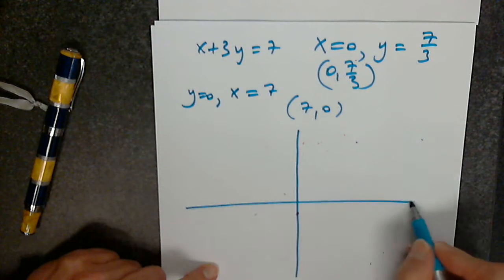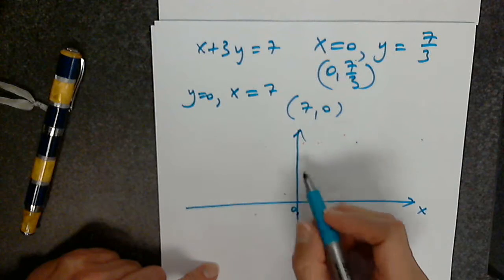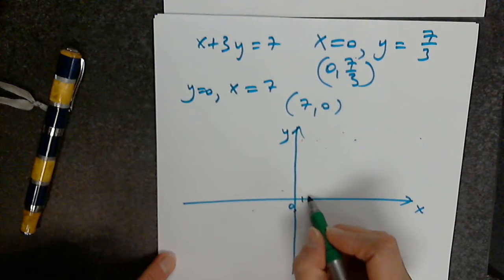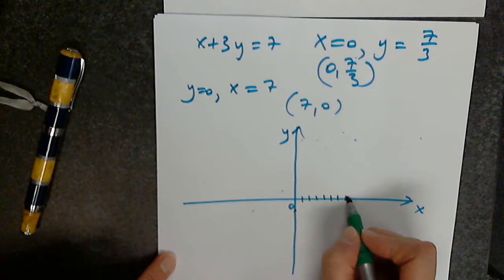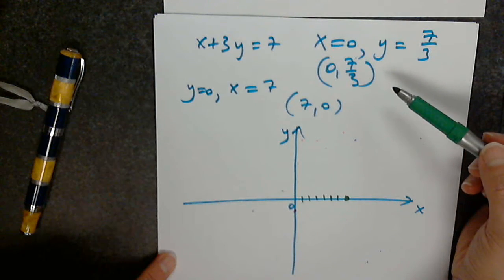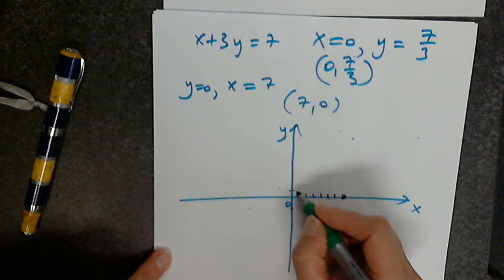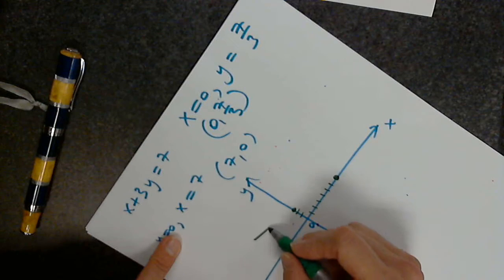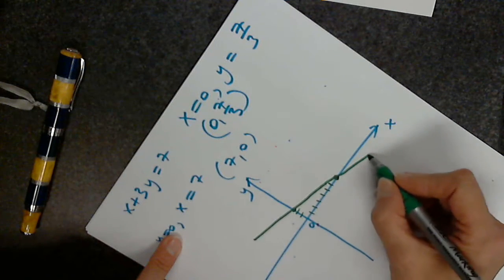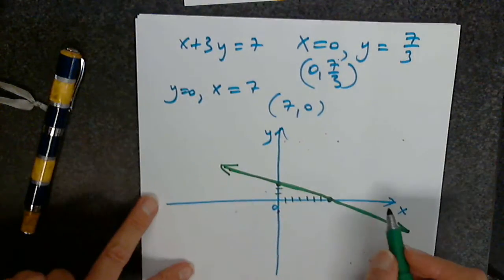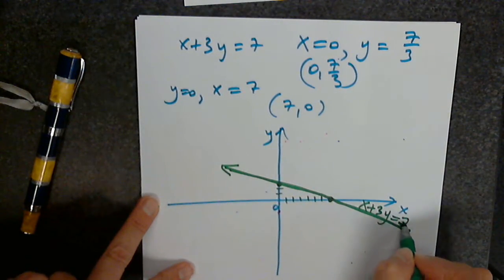Ready to graph the first line? So 7 comma 0, 1, 2, 3, 4, 5, 6, 7. And what is 7/3? A little bit more than 2. So here it is. Don't forget to write the name of this line. And that is the equation x plus 3y equals 7.